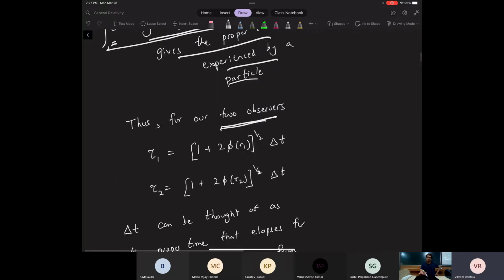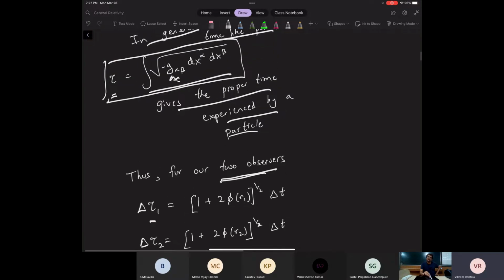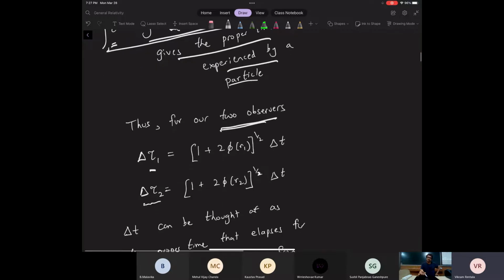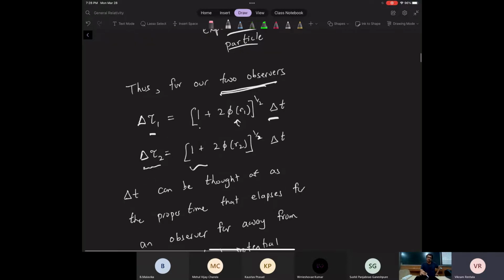The time elapsed, delta tau 1 for observer 1 and delta tau 2 for observer 2, will be different because they see different metrics. The first observer sees 1 plus 2 phi at their location R1, raised to half, times delta t. The second observer sees 1 plus 2 phi at R2 raised to half times delta t, where delta t is the change in the t coordinate.